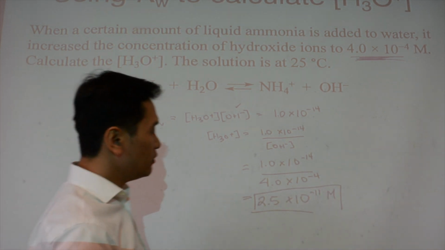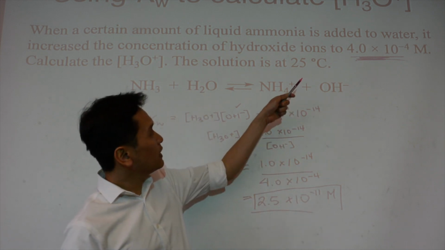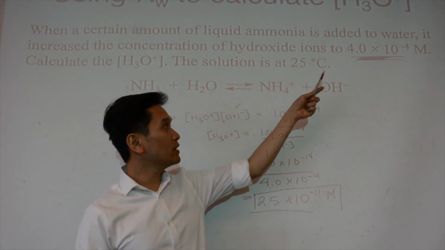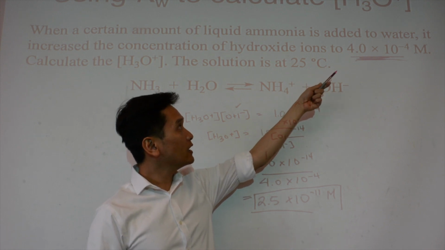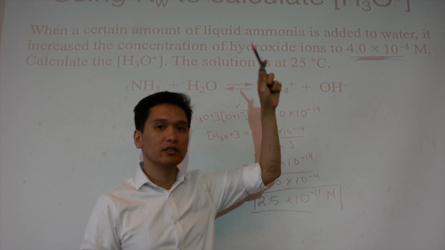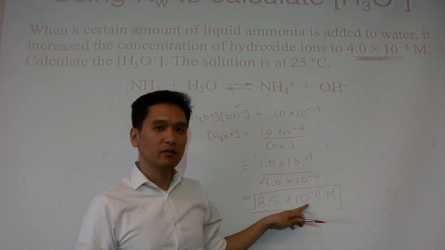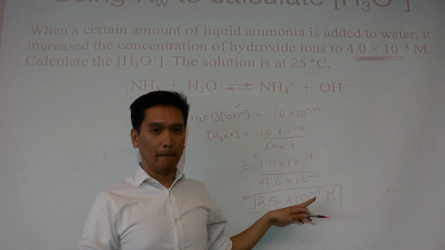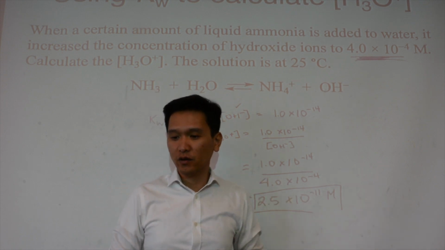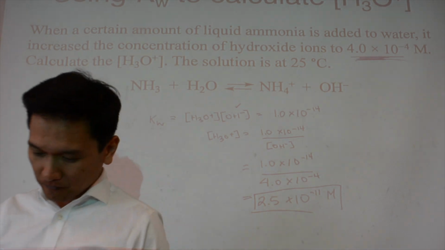Again, checking with logic here. We said that it's going to decrease in concentration because hydroxide concentration increased, so hydronium concentration should decrease. Is this a decrease from 10 to negative 7? Yes, this number is smaller than 10 to negative 7, so at least we're going in the right direction.